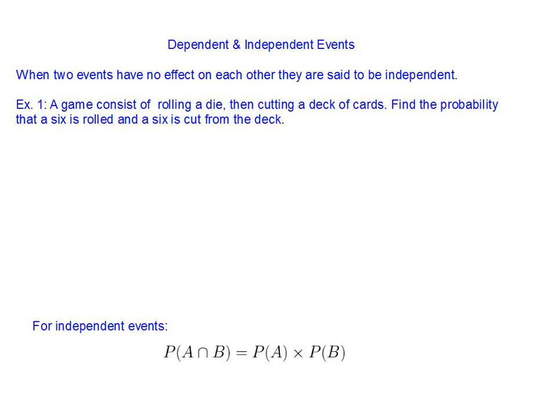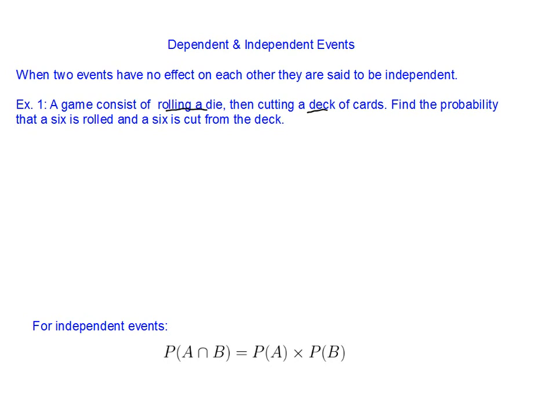In this video, we look at dependent and independent events. If two events have no effect on each other, they're said to be independent. So here's an example of two independent events. We're going to look at a game that consists of rolling a standard six-sided die, and then cutting a deck of cards. The result on the die doesn't impact the result in the cards, and vice versa. So that's why we call these events independent.